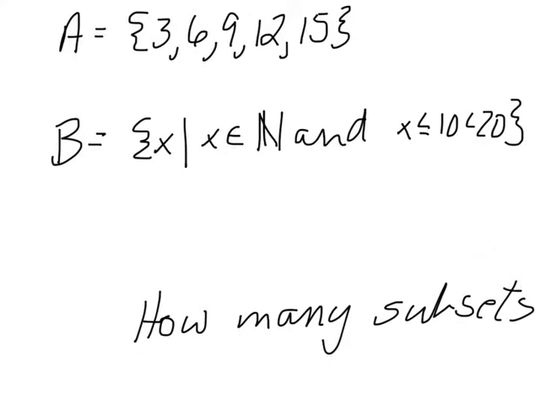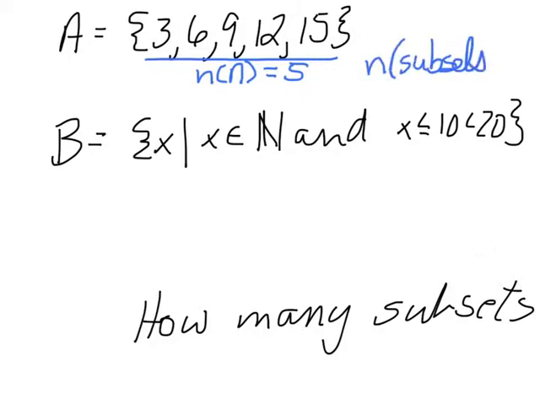So hopefully you paused for a moment and you did this. And how do we do this problem? Well, let's look at set A first of all. What I look at first is I see that the number of elements in set A is equal to 5. And since the number of elements is 5, then the number of subsets is equal to 2 to the 5th power, which is equal to 32.